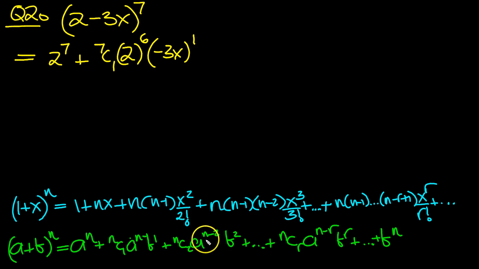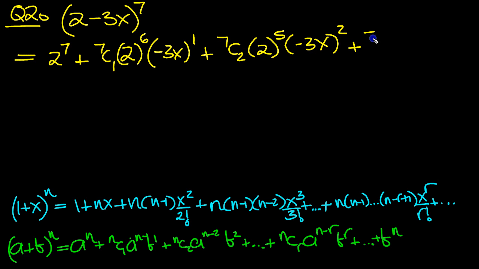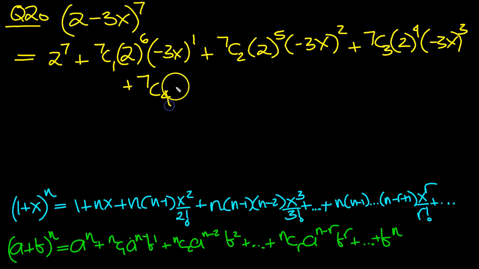We decrease the powers of the first term and increase the powers of the second. Like here, the next one is decrease that power, increase the 1 to a 2, and carry on in that pattern. So the next term is 7c2. The 2 will decrease in powers from 6 to a 5, and the minus 3x will increase in powers. Next one is 7c3. The 2 will decrease, the minus 3x will increase, and carry on like so. 7c4 is next.